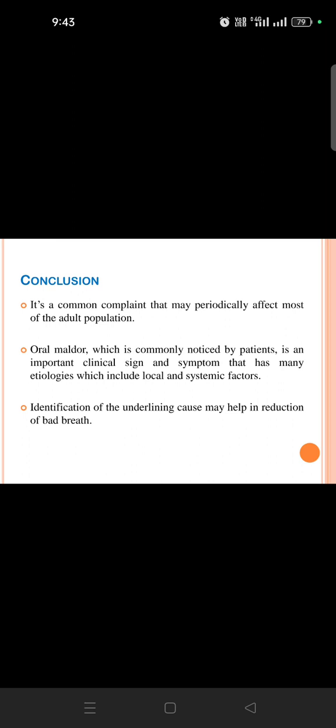So coming to the conclusion, it is a common complaint that may periodically affect most of the adult population. Oral malodor, which is commonly noticed by patients, is an important clinical sign and symptom that has many etiologies, which include local and systemic factors. The identification and understanding of these may help in reduction of the bad breath.